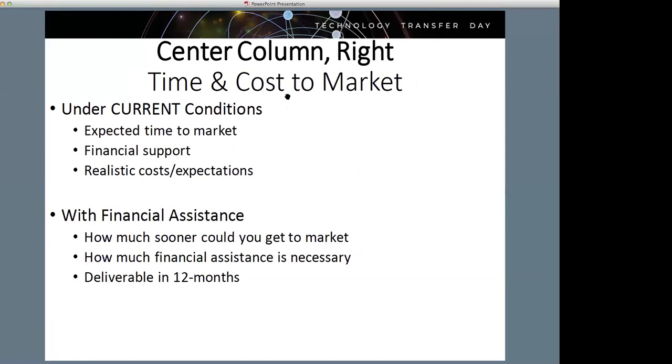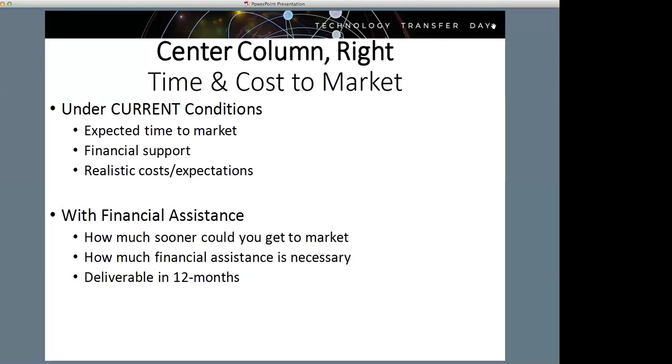And then again, this is also from the bottom right quadrant, and this is an opportunity for you to really expand on that information. What does it look like for you under current conditions without any additional funding or pilot testing or customer engagement from the DoD? What is your expected time to market? You know, where are you currently getting your financial support, or what are your plans? How far will that get you? What does your runway look like? And using realistic costs and expectations here.